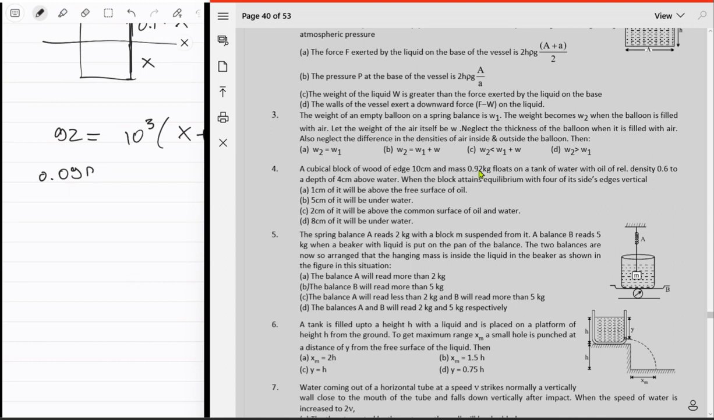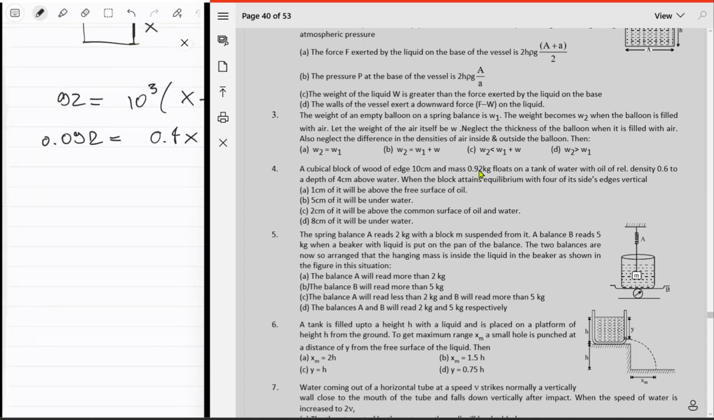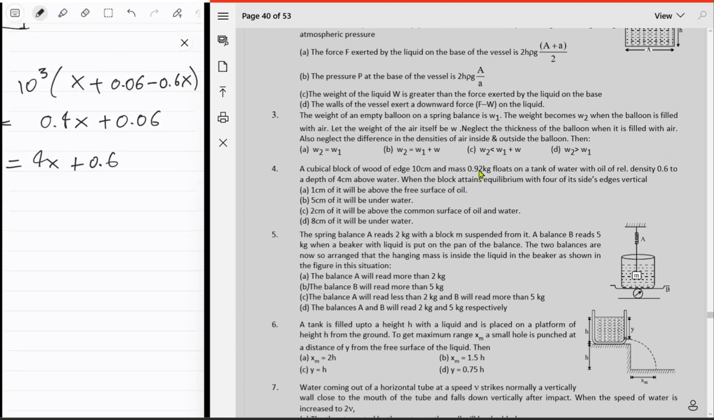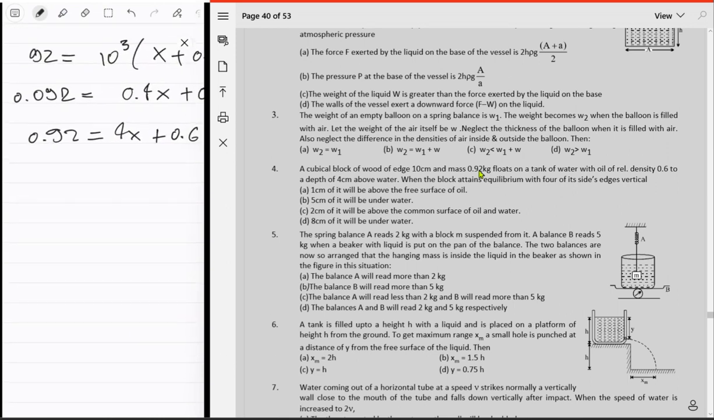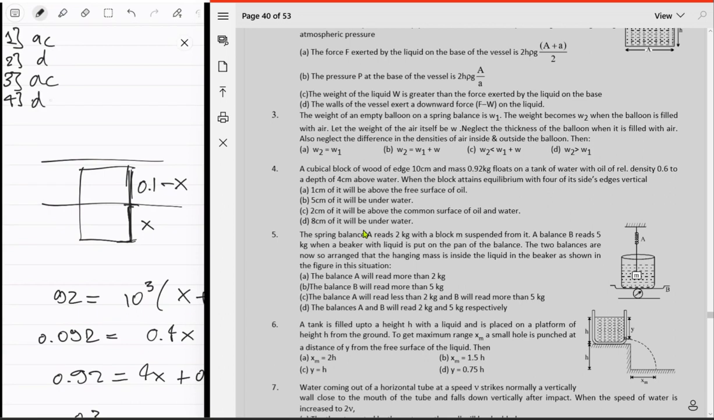So 0.92 is equal to 4x plus 0.6. That goes for this 0.32. Yes, x is just equal to 0.08 meters, of course. So that's equal to 8 centimeters underwater. Yes, this is 8 centimeters. So D is correct.